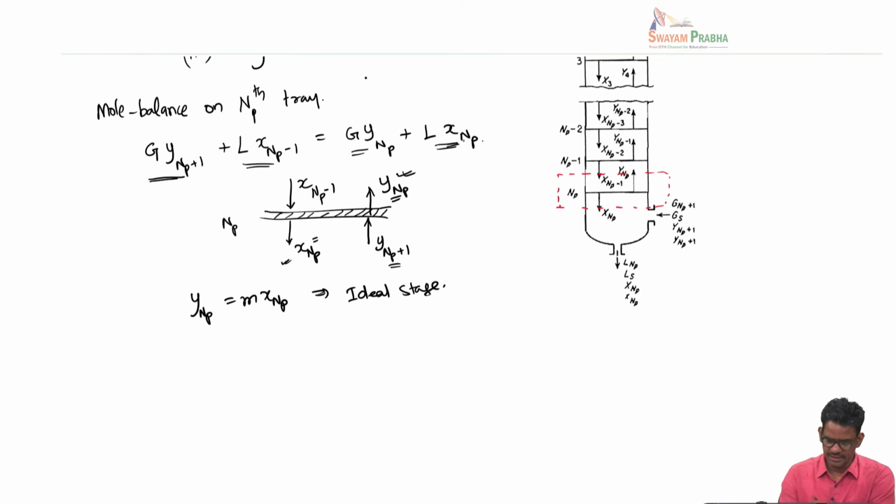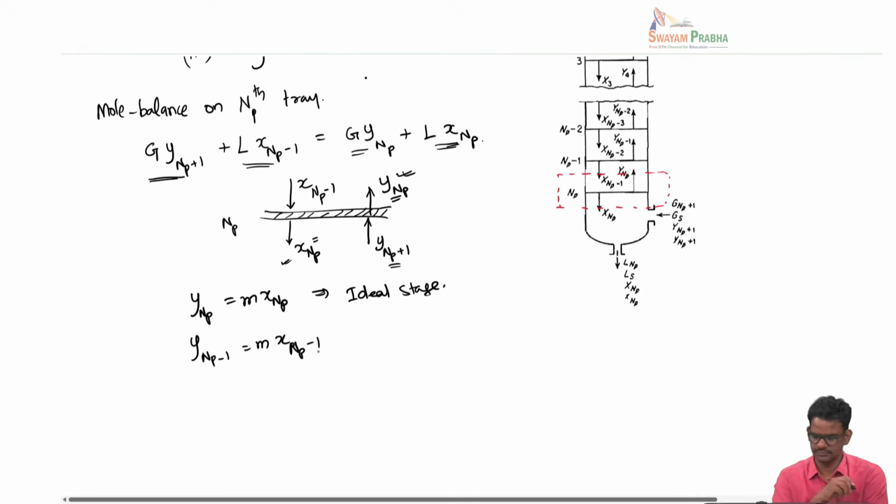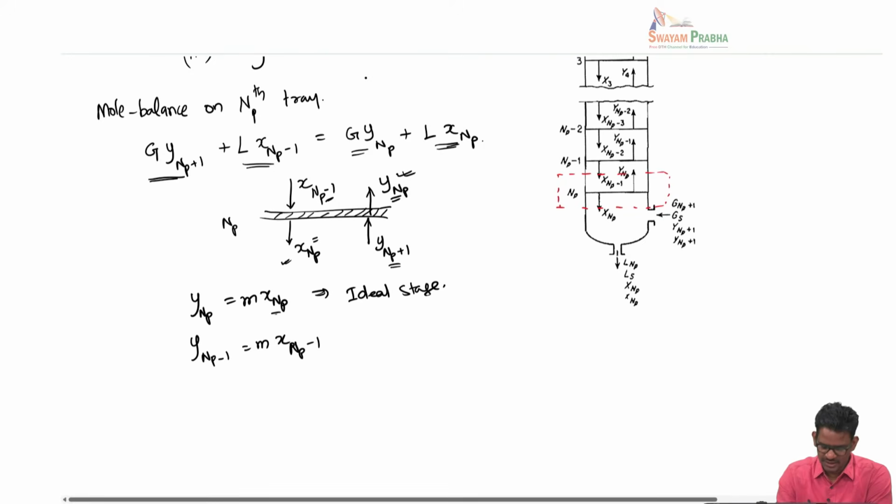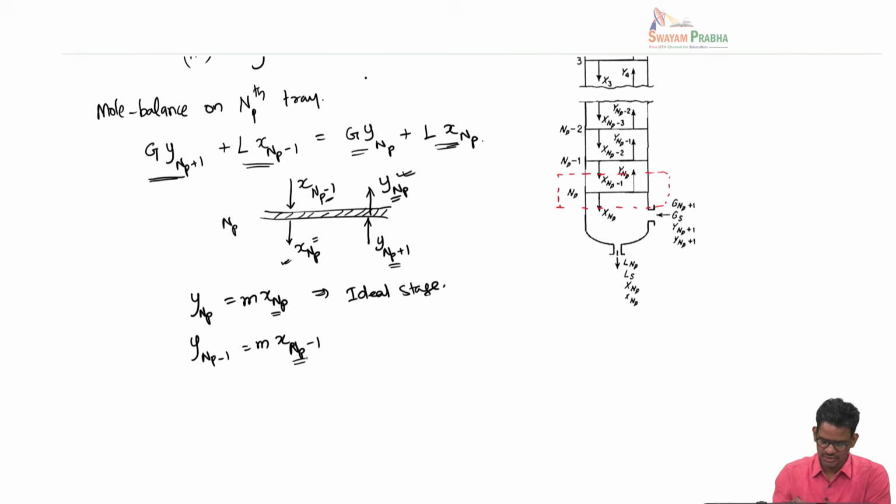And similarly, I can also replace xnp minus 1 with ynp minus 1. So remember this YNP minus 1 is actually coming from the previous tray, that is NP minus 1 of the tray, and that should be at equilibrium with the previous tray's outgoing stream. So both XNP and XNP minus 1 are in equilibrium with those corresponding gas streams that are leaving each tray. Okay, so this would be the case.